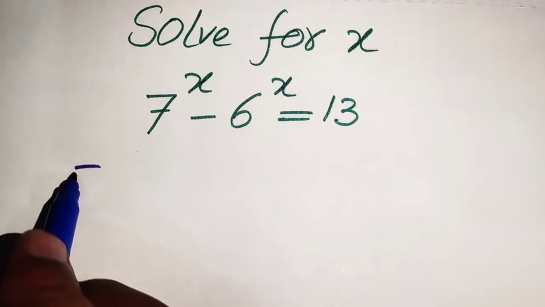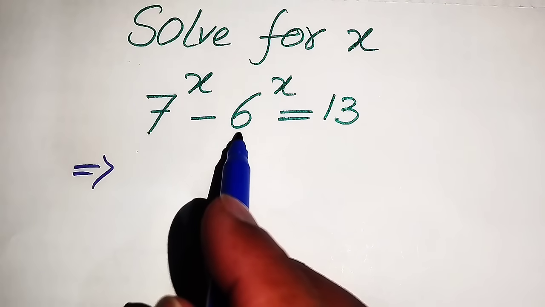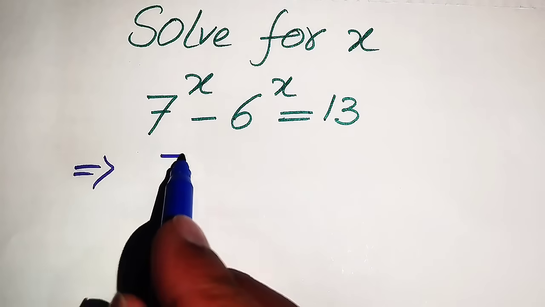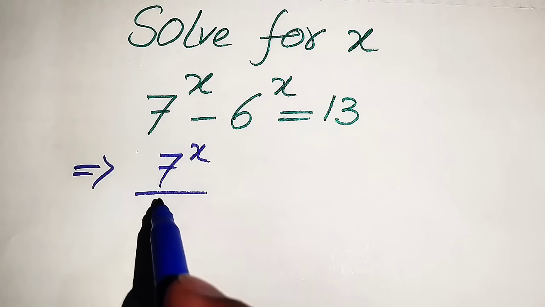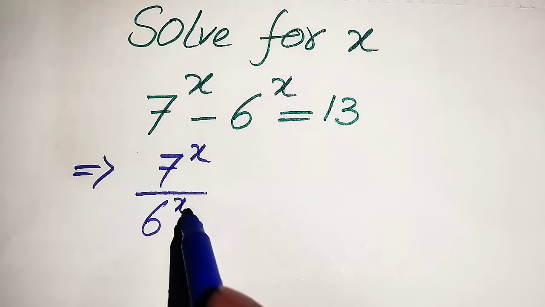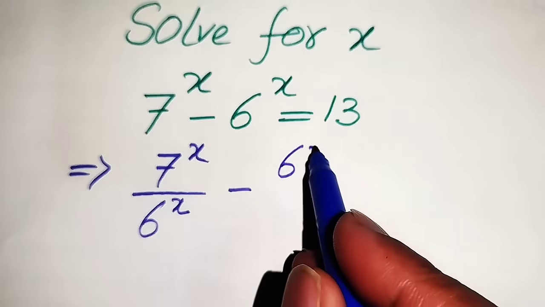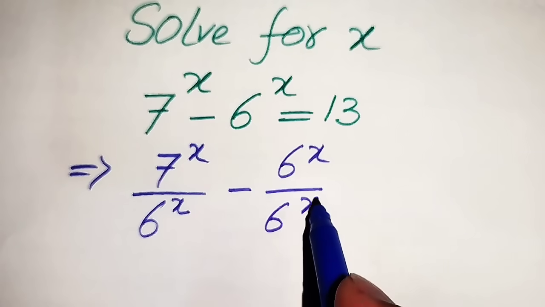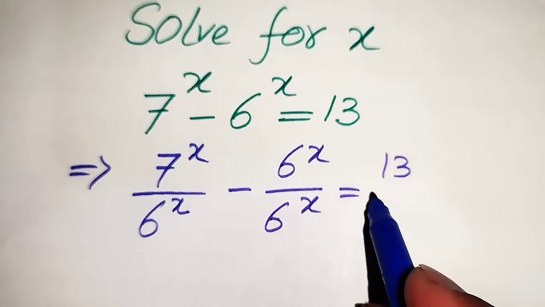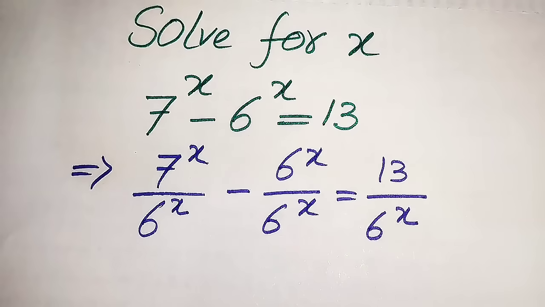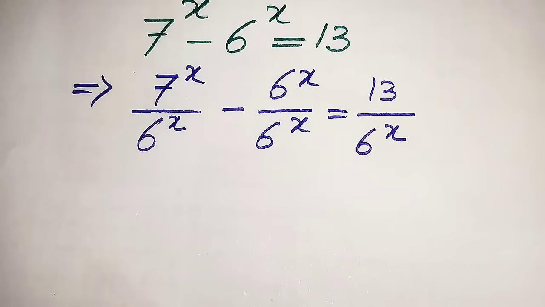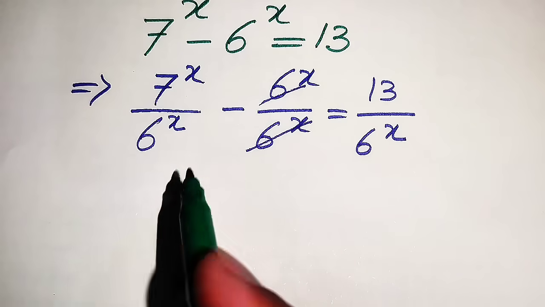So here first we need to divide both of the sides by 6 to the power of x. So when we divide each of these terms by 6 to the power of x, it will be written as 7 to the power of x divided by 6 to the power of x minus 6 to the power of x divided by 6 to the power of x equals 13 divided by 6 to the power of x. Okay, here we just divide both of the sides by 6 to the power of x. So this term and this term are gone, and in the first term we apply the nice exponential law.